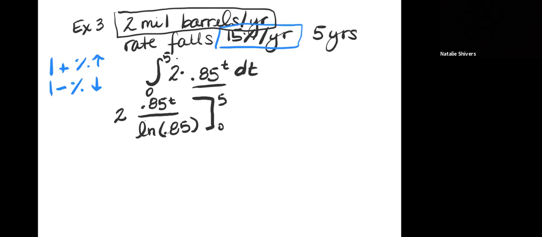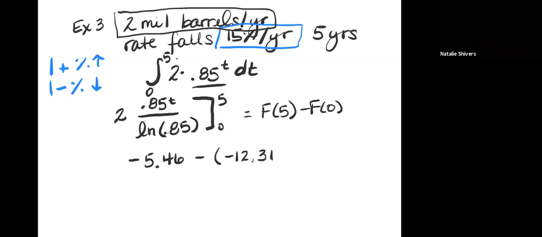Okay, so when we plug in 5, so sometimes I'll write this down if I'm trying to remember, hey, I'm going to plug in 5 and then I'm going to plug in 0. Especially when I get numbers like this where they're not super nice to plug in. I'm going to plug in 5, and if I round to 2 decimal places, I get negative 5.46. And when I plug in 0, I get negative 12.31.